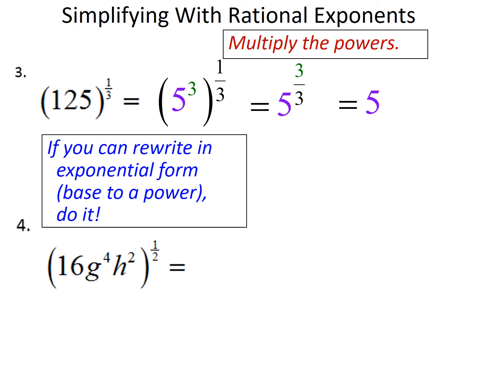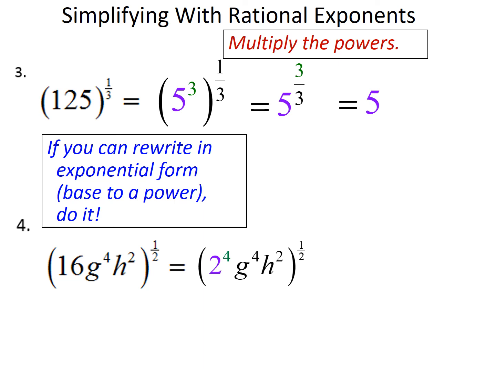I'd like for you to probably get a calculator so that you can put in a calculator 125 raised to the 1/3 power so that you can see that, yes, you would get 5. So what's the rule? If you can rewrite it in exponential form, do it. It just makes it that much easier. Let's take a look at this last one.